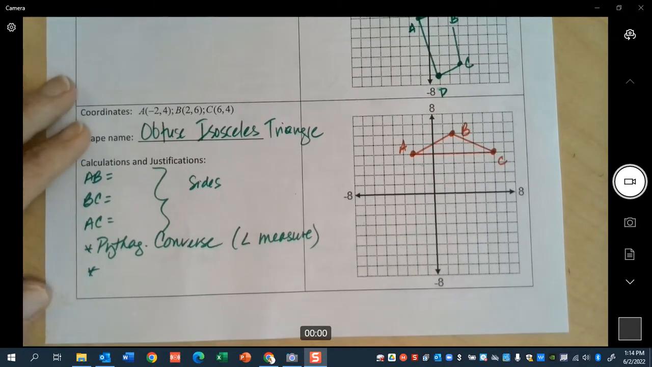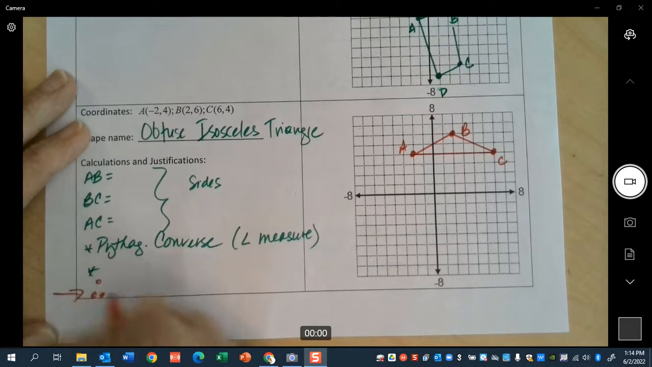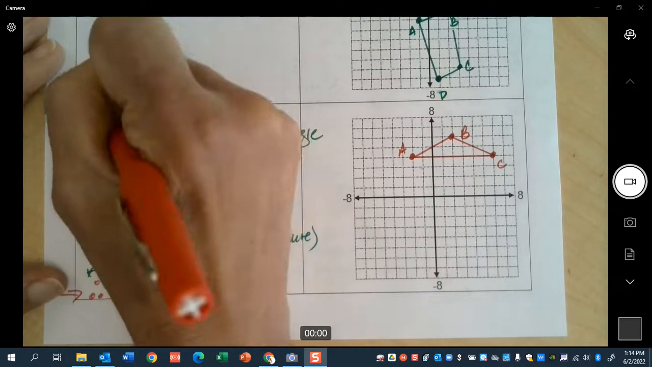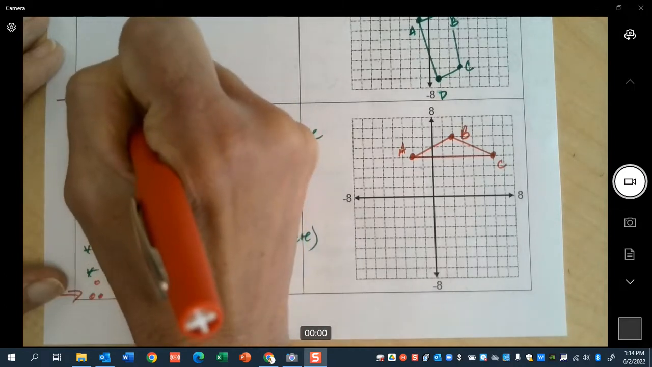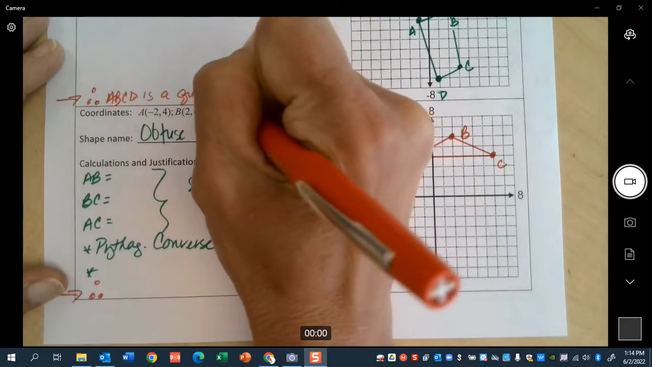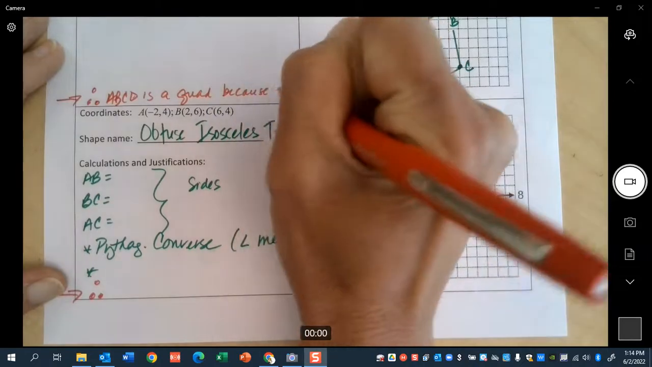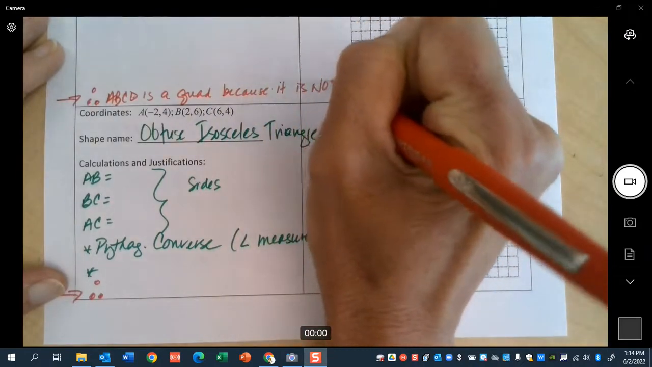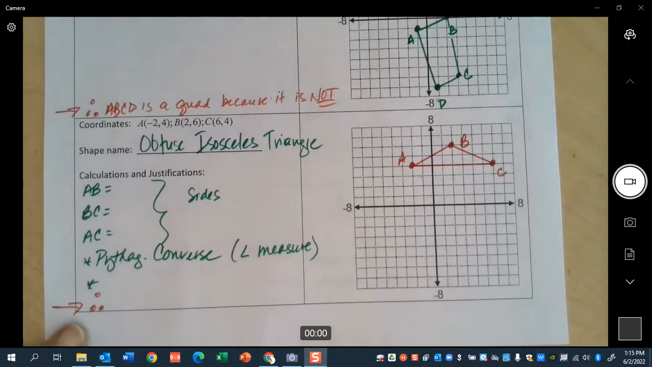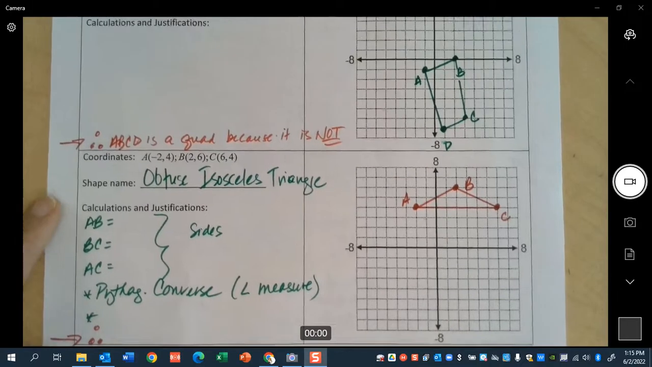Don't forget, you have this final statement down here that says therefore ABCD is a quadrilateral, and you would say here because it is not, and then you talk about things as a negation. Take a minute and practice writing that. Take a minute and do those calculations. Take a minute and make sure that if this were a test, you'd earned all the points. Go.